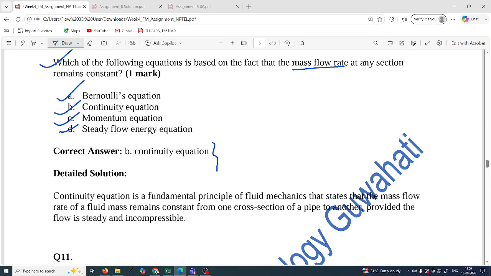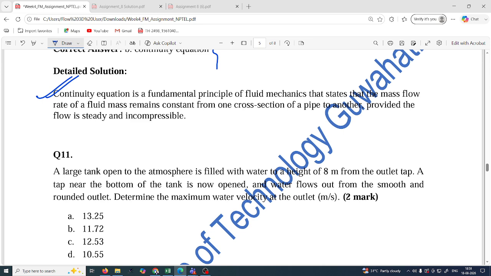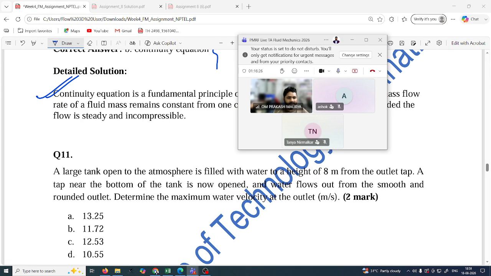The continuity equation is a fundamental principle of fluid mechanics that states that the mass flow rate of a fluid remains constant from one cross section of a pipe to another, provided the flow is steady and incompressible. So very interesting one. Now I'll take a 5 minute break. You can also take one. I'm going for water. Here is question number 11, just see and try to solve. So we'll meet again after 5 minutes.